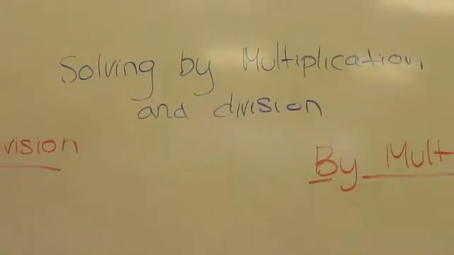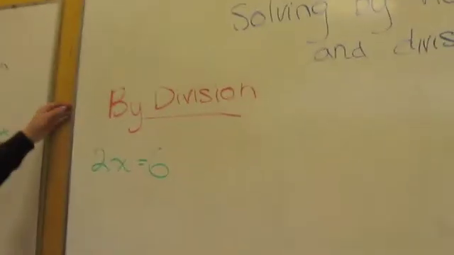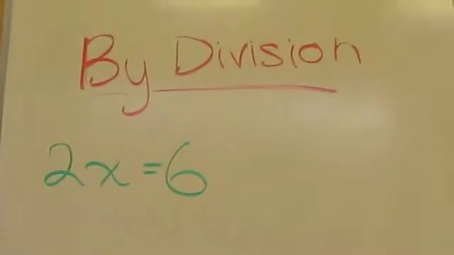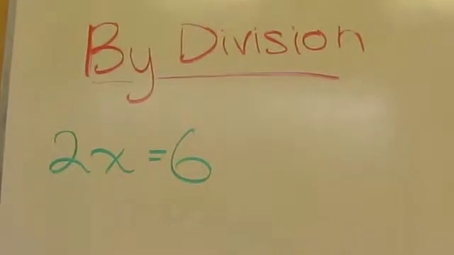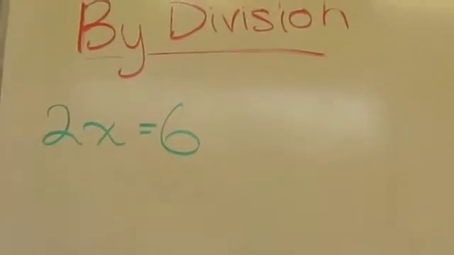This video is on solving equations by multiplication and division. First we're going to go over how to solve equations by division. You solve by division when you have a multiplication question. And the two things you always have to keep in mind are that you have to isolate your variable and you have to always keep both sides equal. So if you do one thing to one side, you have to do it to the other.